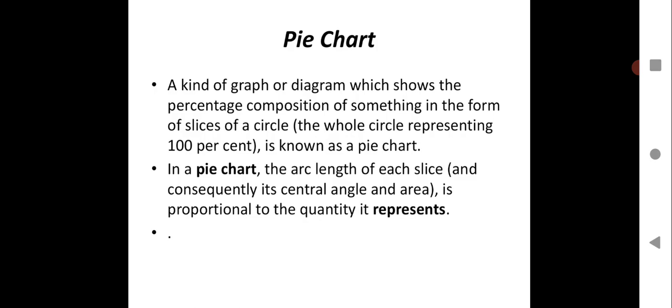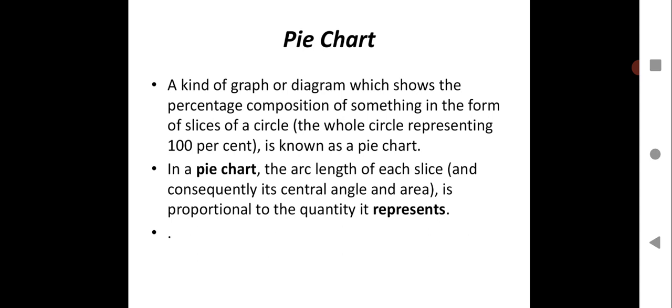Now pie chart. This is also a very good way of depicting information. Instead of putting it in a tabulated form, for a smaller amount of information you can easily depict it beautifully with the help of a pie chart. So what is a pie chart?